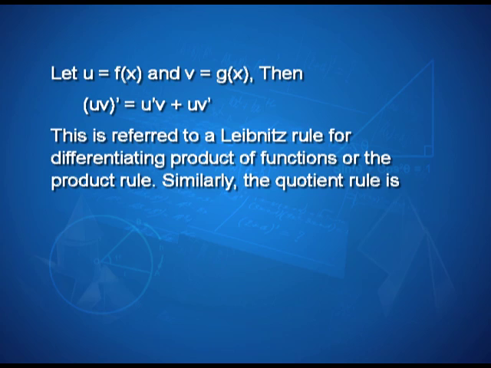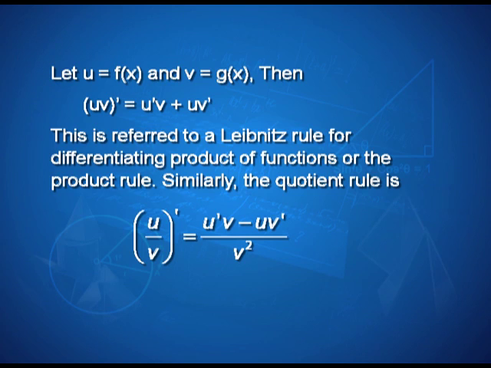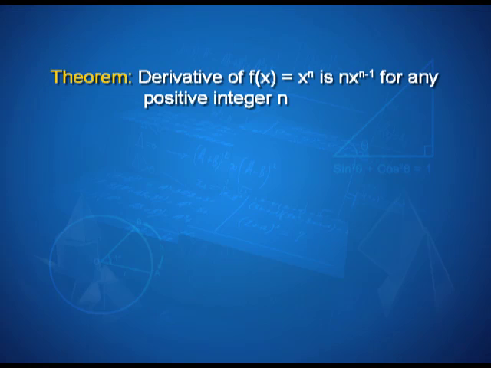Similarly, the quotient rule is (u/v)' is equal to (u'v minus uv') upon v square. Another theorem here: the derivative of f of x is equal to x raised to n is n x raised to n minus 1 for any positive integer n.